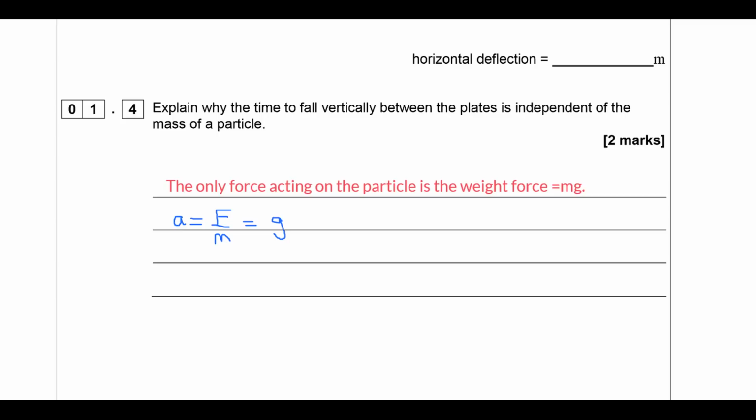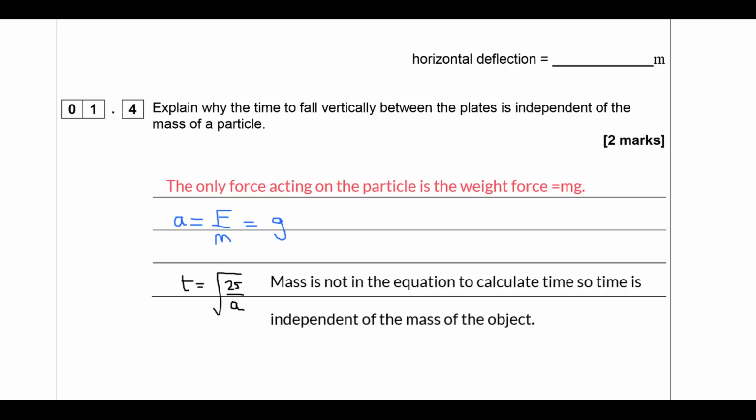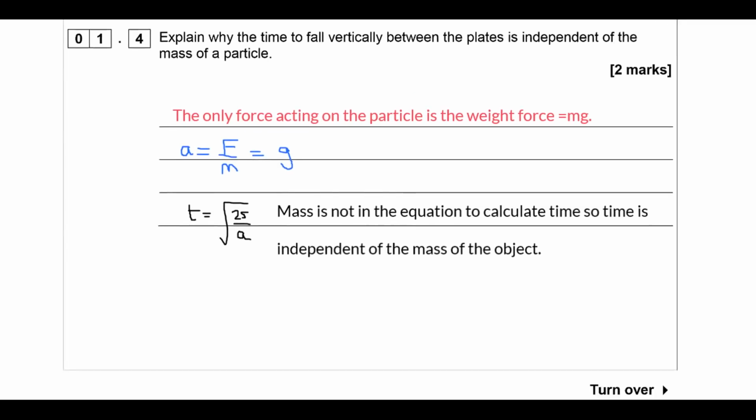And as we had before, the time is calculated by doing 2 times the displacement divided by the acceleration. So as mass is nowhere in this equation, we can see the time is independent of mass. Okay, so that's what we've got there. Let's move on to the next part.